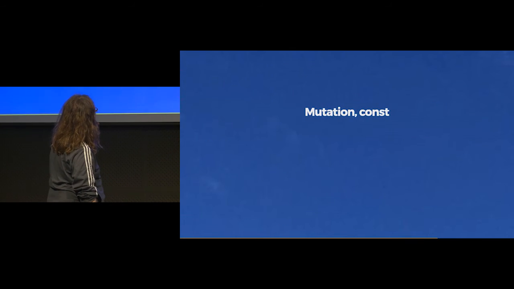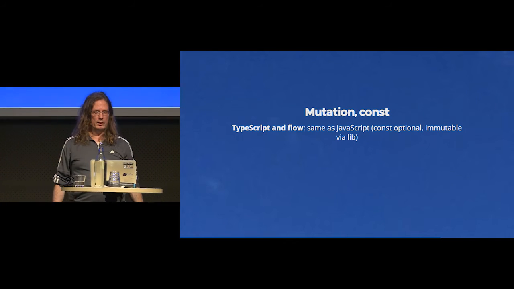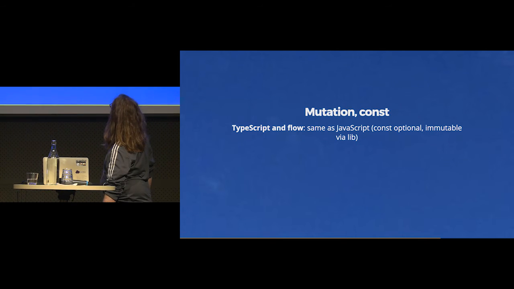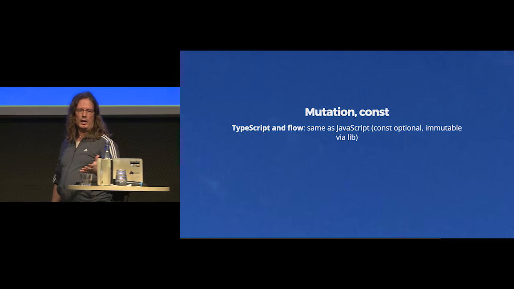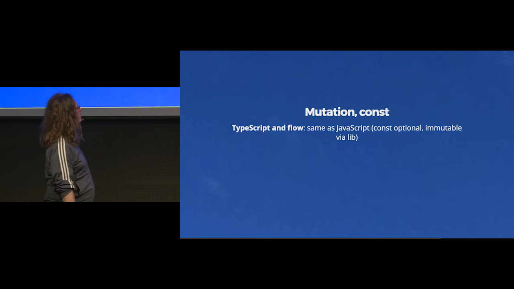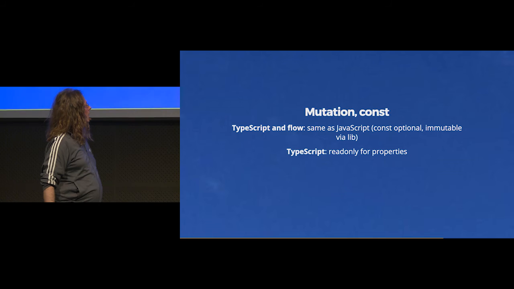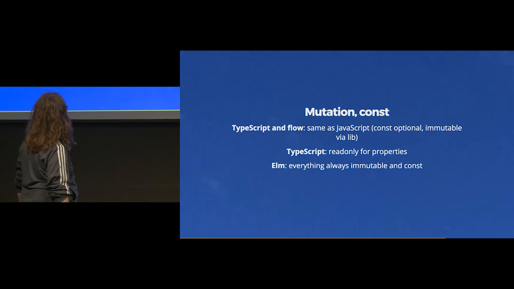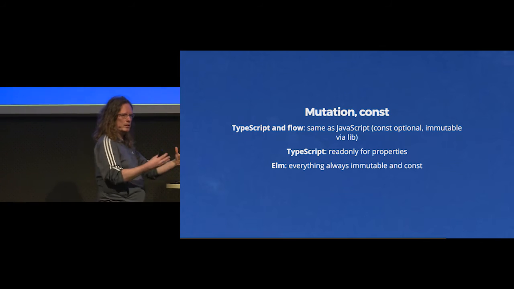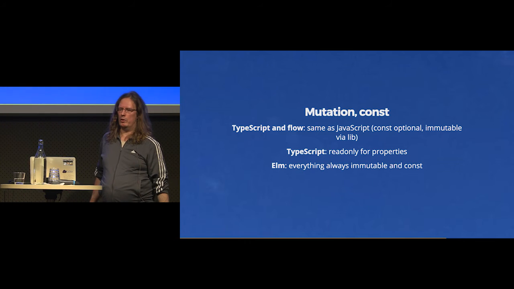Okay. That's also very interesting because mutation is one of the biggest sources of errors in my code. And in TypeScript and in Flow, it's exactly the same as in JavaScript. You have const in JavaScript, which is like final in Java, and you also have immutable data structures, but you have to use them as additional libraries. TypeScript also has readonly, which is taken over from C#, but it's just for properties and classes. And in Elm, everything is always immutable and always const. So you can't change a reference to anything, and you can't change a value inside a record. It's also not possible.